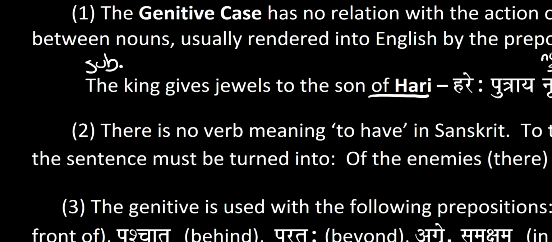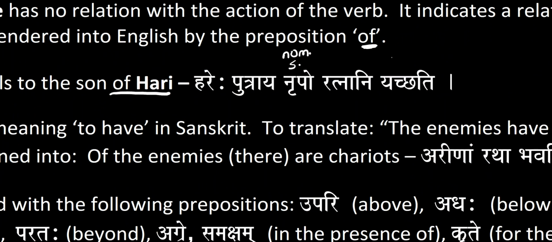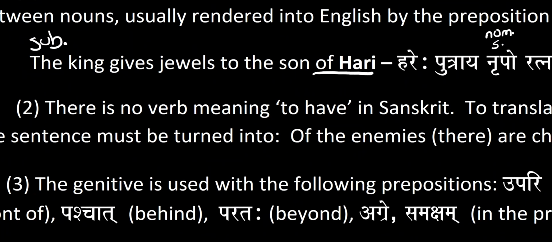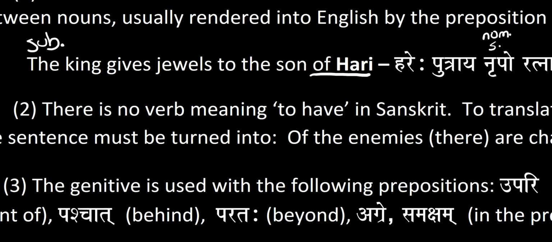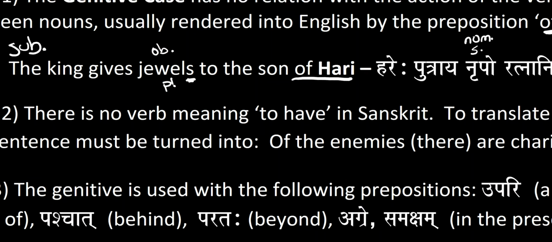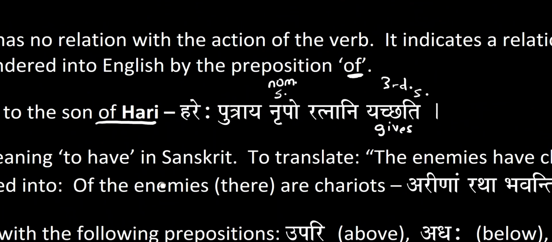The king gives jewels. Gives is represented by yachati. This is third person singular, first conjugation, yachati. And then the king gives jewels. This is plural, and this is also the object of the sentence. The object of the sentence is usually represented by the accusative case. So Ratnani is accusative plural. Ratnam, Ratne, Ratnani. This is neuter in gender, Ratnani.